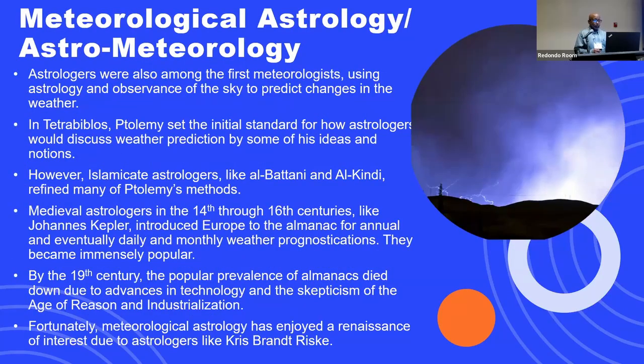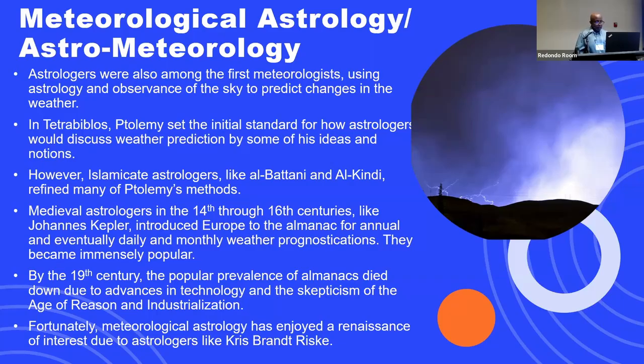There's meteorological astrology, or astrometeorology. Astrologers were among the first meteorologists, using astrology and observance of the sky to predict changes in the weather. In the Tetrabiblos, Ptolemy set the initial standard for how astrologers would discuss weather prediction by some of his ideas and notions. Same thing for Islamicate astrologers. Medieval astrologers like Johannes Kepler introduced Europe to the idea of the almanac for annual and eventual daily and monthly weather prognostications. They became immensely popular. I mean, you can still get a farmer's almanac, but pretty much it was what everyone relied on.